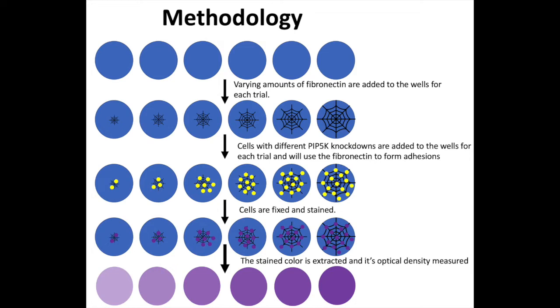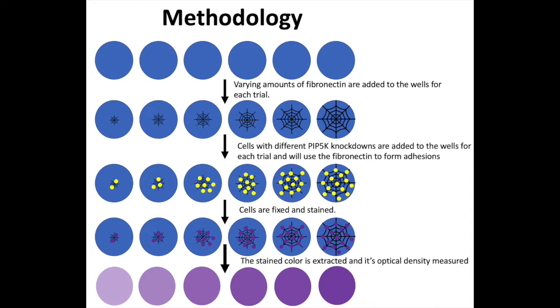Then I will put these all in different wells, and for the next step, I will take the cells that I just knocked down and put a certain amount of cells, which is going to be constant throughout. It's typically around 4 times 10 to the 6th power, so about 4 million cells, onto the plate. And then I will fix them with paraformaldehyde.